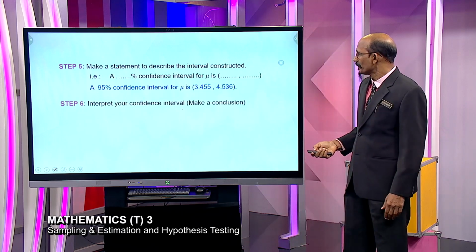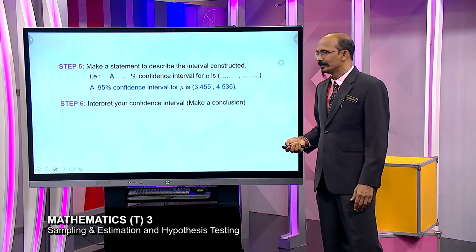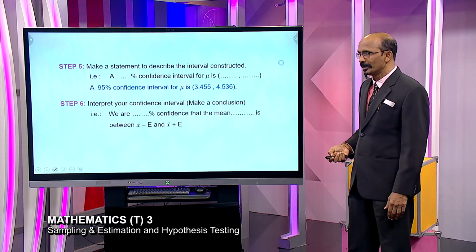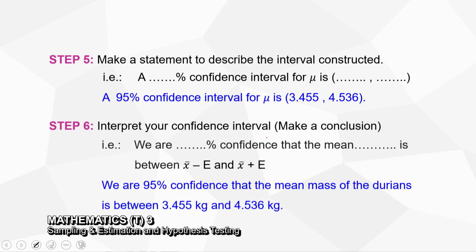And then interpret your interval. Interpret means we are making a conclusion. How to make your conclusion? The way of doing the conclusion is I take from above. We are 95% confident that the mean mass of the durian, because we are dealing with mean, is between this one and this one. We open back this one from interval form into a direct statement. So that means the interpretation should follow this pattern. Always will follow this pattern.